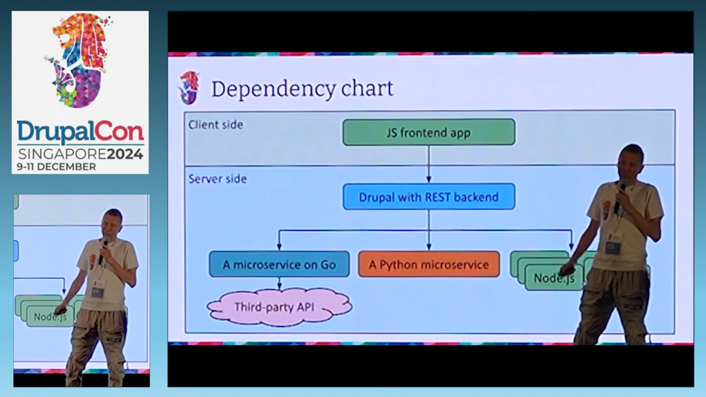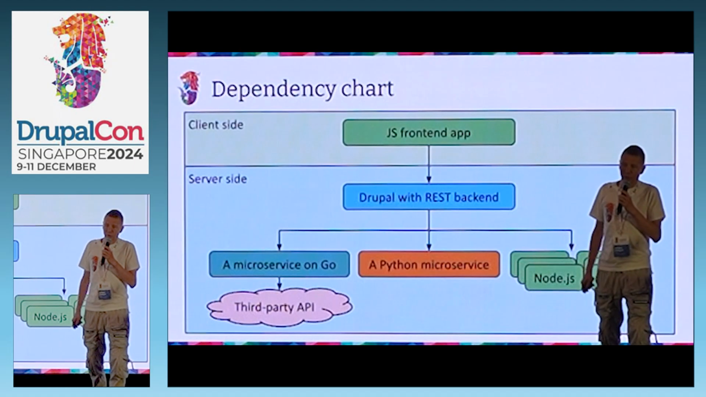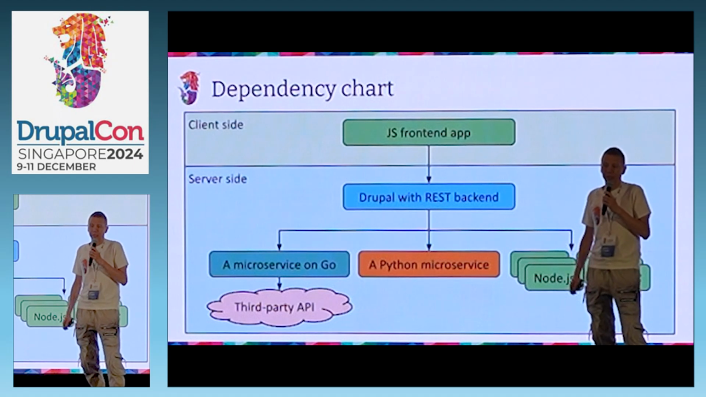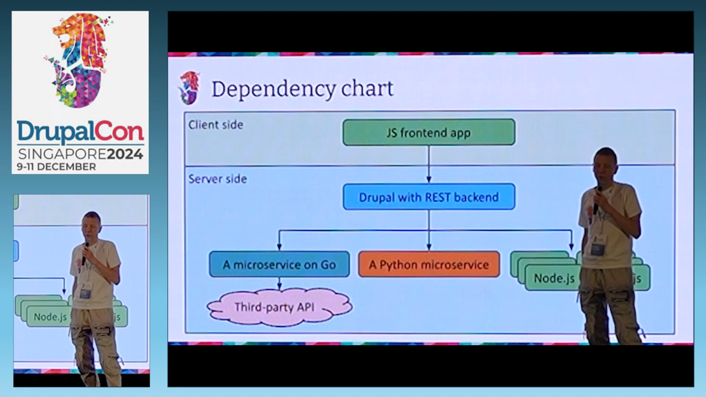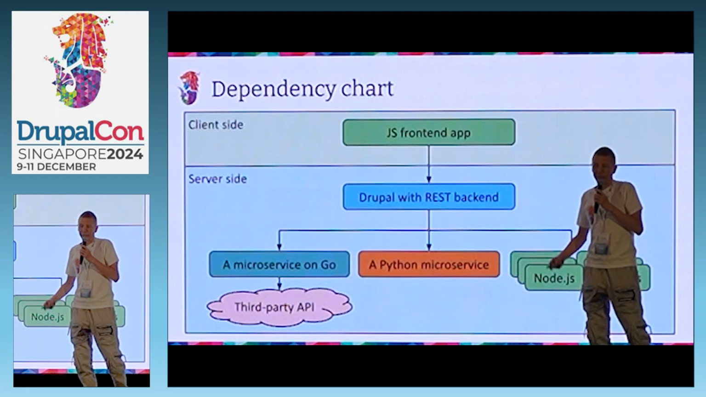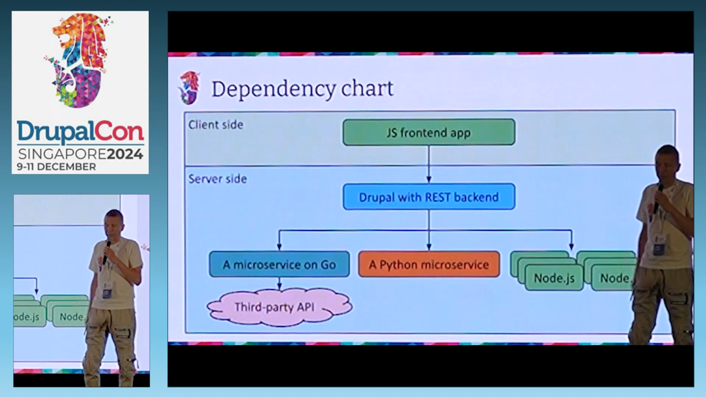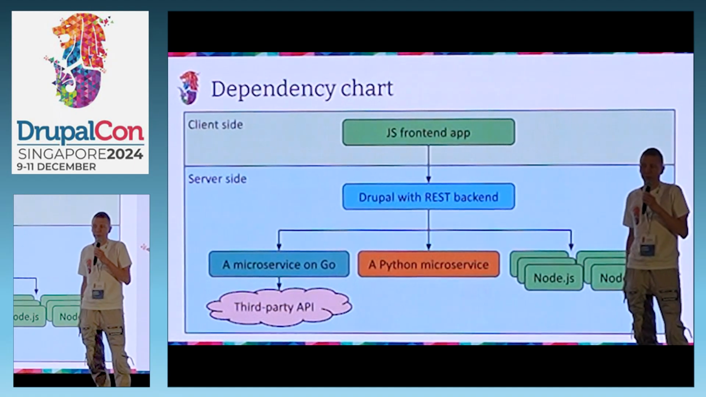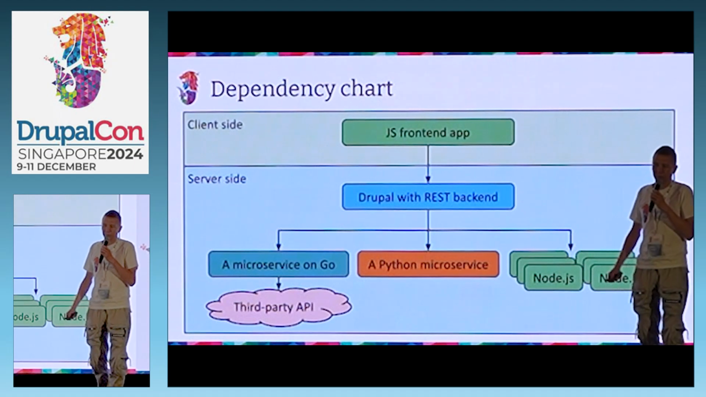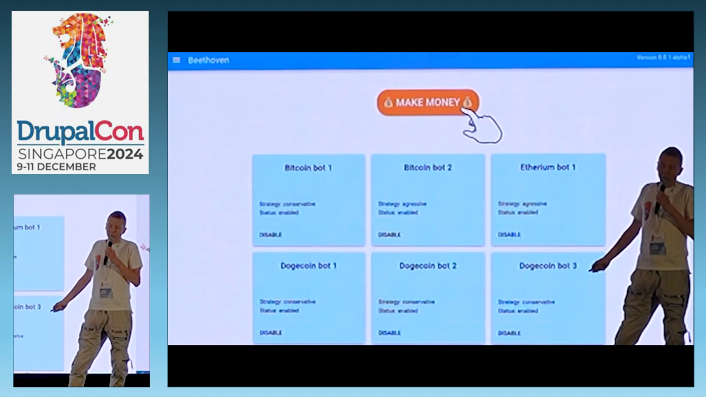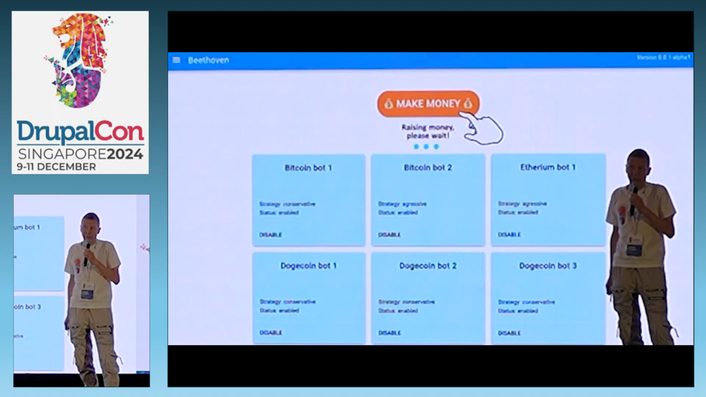So here is the dependency chart. On the client side, the JavaScript front-end application talks with Drupal by the REST API. And Drupal controls our microservice on Go that makes the third-party API call to get the crypto rates. Then it controls the Python microservice that uses some AI to predict how to control the bots. And then it controls the Node.js bots, tells them how to make money better. And actually that's it. So let's brace ourselves and click on the make money button.